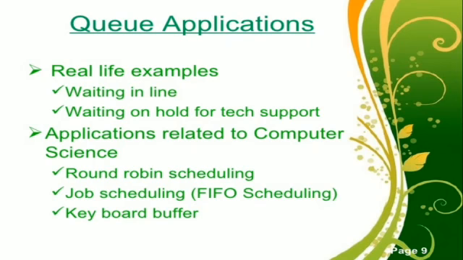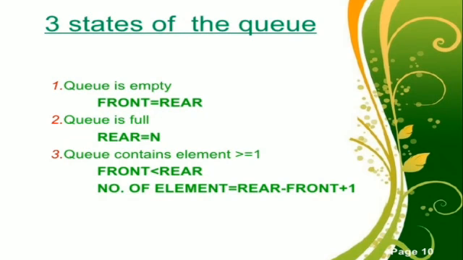Queue applications. Real-life examples of queues are waiting in a line and waiting on hold for tech support. Applications in computer science are round robin scheduling, job scheduling, and keyboard buffer. Three states of a queue. When the queue is empty, front is equal to rear. When the queue is full, rear is equal to n. And when the queue contains one or more elements, front is less than rear. The number of elements in the queue can be found as rear minus front plus 1.